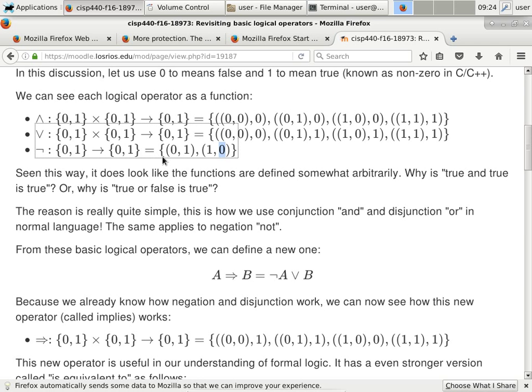Now, the reason why I presented the operators in the form of a function is twofold. One is to reinforce that conjunction, disjunction, and negation are no more than ways to map something from the domain into the codomain. That's the first purpose. The second purpose is to make sure that we understand what a function is, because I'm casting an operator that we normally do not see as a function. It's a function. So that's why I presented this part.